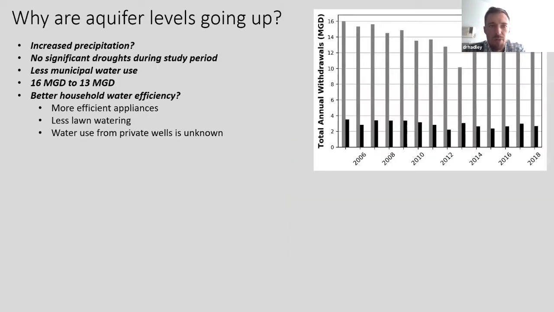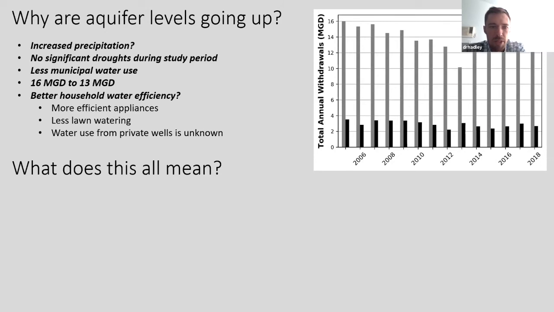So why are the aquifer levels going up? We think it's probably a combination of the fact that there were no significant droughts during the study period. There's been less municipal water use through time. We went from 16 million gallons per day down to around 13 million gallons per day out of the sand and gravel aquifer system. This could be a reflection of better household water efficiency, although we don't really have any data to support that. But given that there were no significant droughts, maybe there was just less lawn watering in general. Water use from individual private wells is unknown for us.